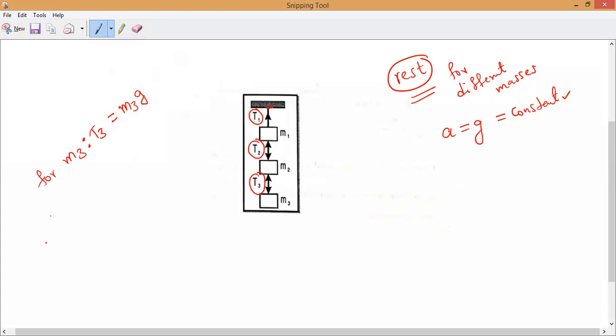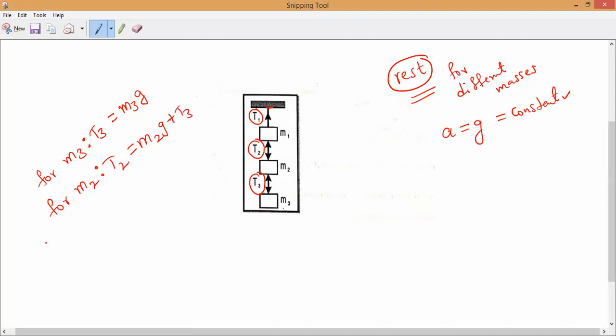M3 into g. Now, for M2, which string is attached? T2. So for M2, T2 is equal to, you have to add it now. Be careful. For M2, one more body is attached. Observe very carefully. M3, what is that? T3, yes or no? So T2 is equal to M2g plus T3.